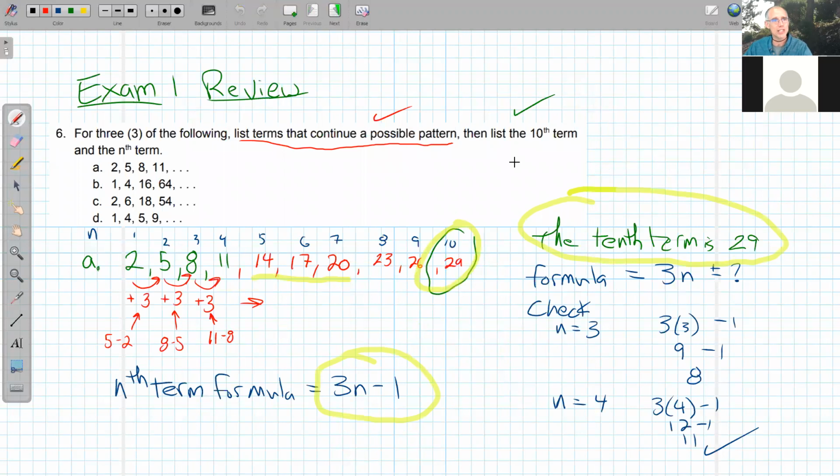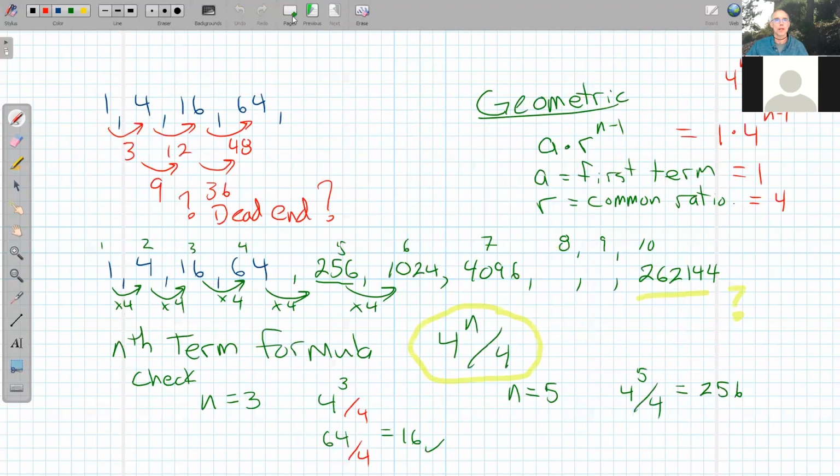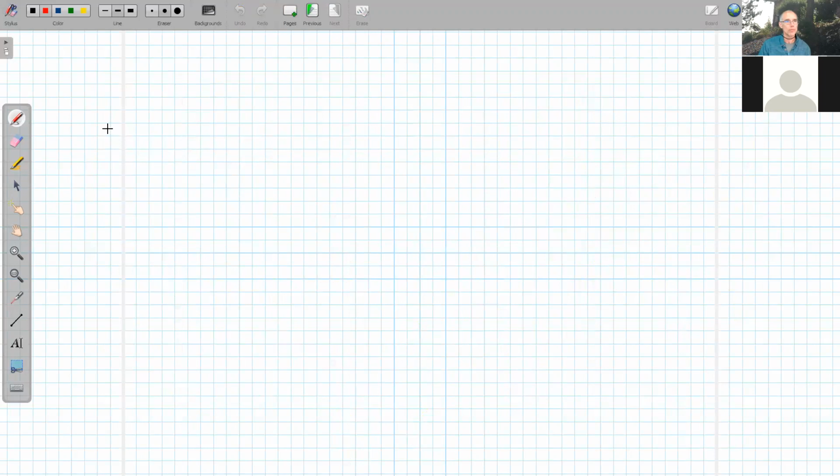Let's see, 2, 6, 18, 54. And we want to try and continue this. That looks like they're not the same distance apart. So I'm going to skip the whole add going up.